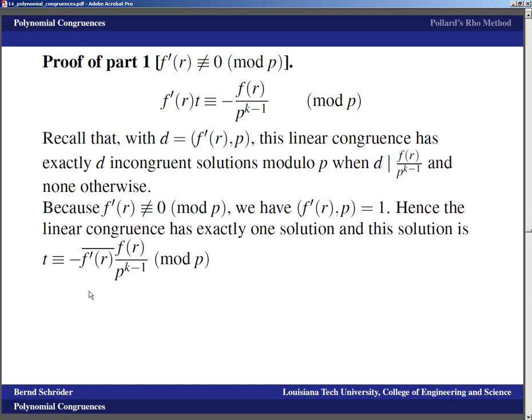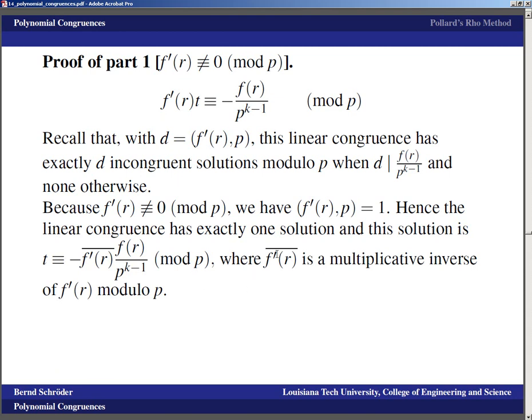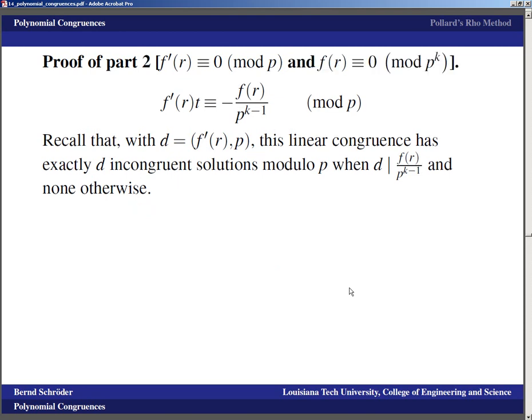And this solution is, of course, then obtained by essentially dividing by f prime of r, and that means we multiply with the multiplicative inverse of f prime of r, and we get t equivalent to negative f prime of r bar times f of r divided by p to the k minus 1 modulo p. And yeah, that's where f prime of r bar is a multiplicative inverse of f prime of r modulo p. Okay, well, we're going to continue now to part 2. And part 2 is that f prime of r is now equivalent to 0 modulo p, but we also have that f of r is equivalent to 0 modulo p to the k.